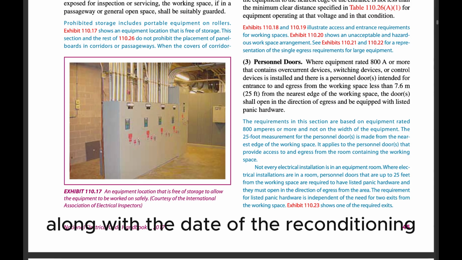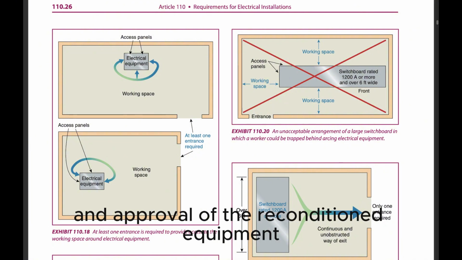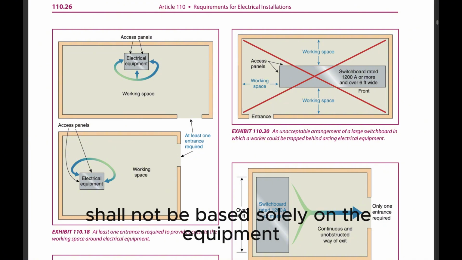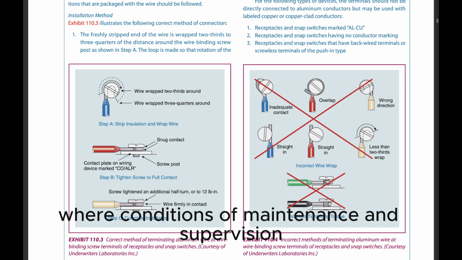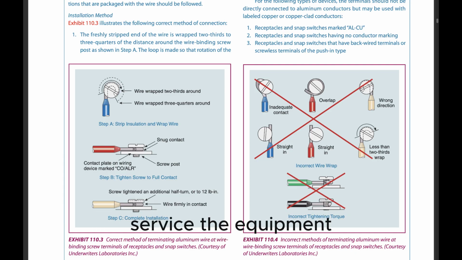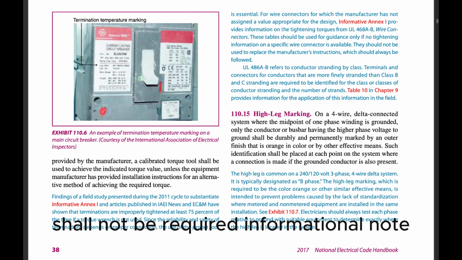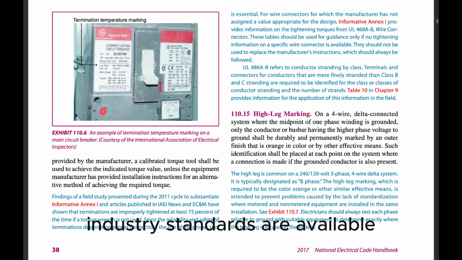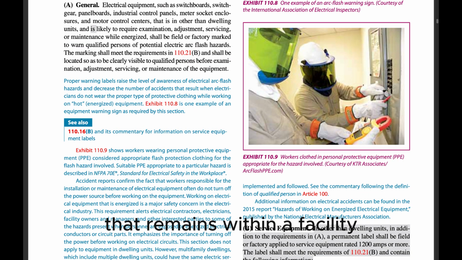Along with the date, the reconditioned equipment shall be identified as reconditioned, and approval of the reconditioned equipment shall not be based solely on the equipment's original listing. Exception: in industrial occupancies, where conditions of maintenance and supervision ensure that only qualified persons service the equipment, the markings indicated in 110.21 shall not be required. Informational note: industry standards are available for application of reconditioned and refurbished equipment. Normal servicing of equipment that remains within a facility should not be considered reconditioning or refurbishing.